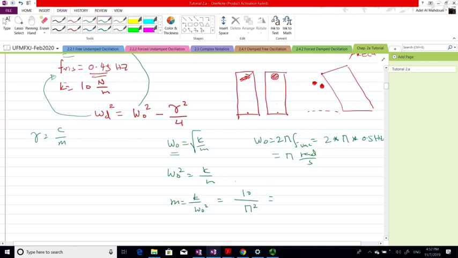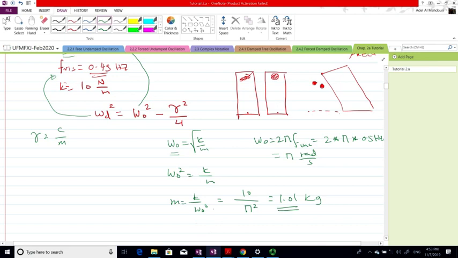Then you will get the angular frequency in radians per second. It will be 10 divided by pi squared. What you will get? So the mass will be 1 kilogram? 1.01, yes. 1.01 kilograms. All right? Now?